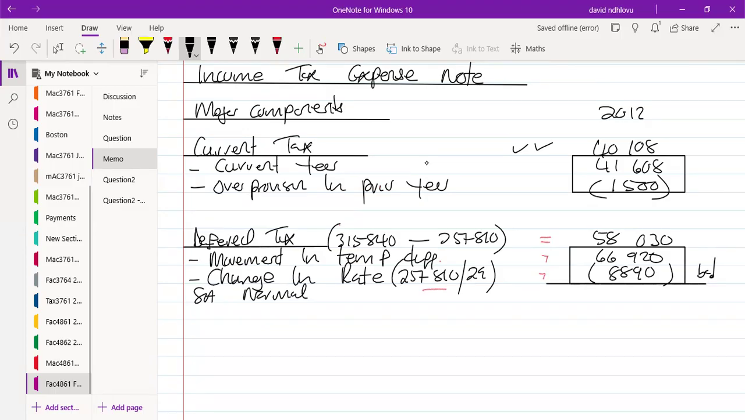Right, so we are saying from South African sources, this is our tax expenditure. So 40,108 plus 58,030 gives us an amount of 98,138. Right, however, we were also charged foreign tax. So that adds to our expenditure.